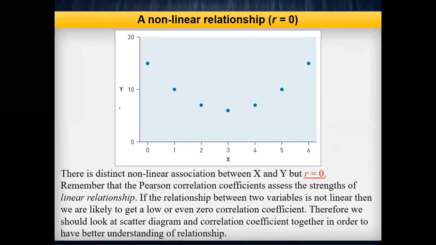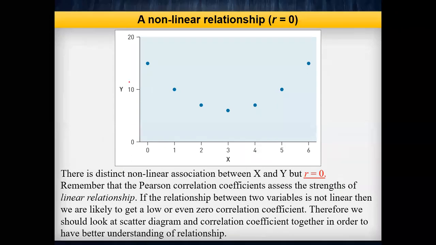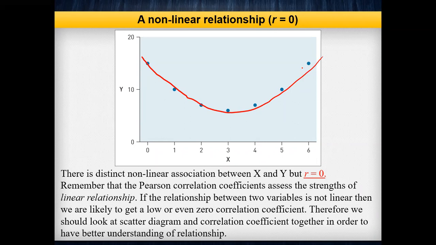Now look at this one, and this is a very important thing here. Looking at the scatter diagram, can you see a relationship between x and y? Yes, there is a very strong relationship. First of all, it goes decreasing, down, then increasing. Yes, exactly. So you can see here they are very strongly correlated.